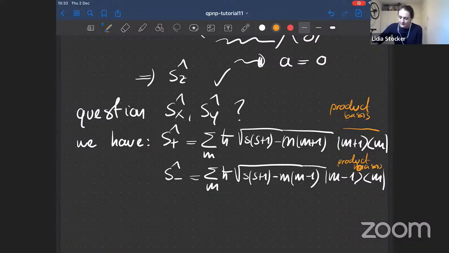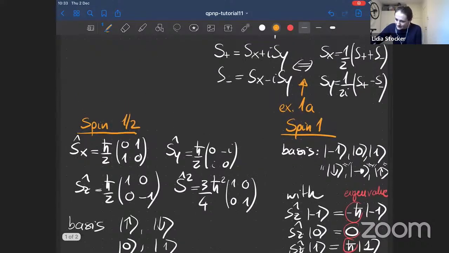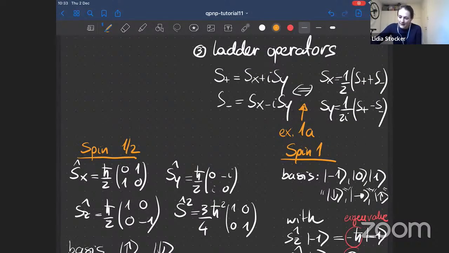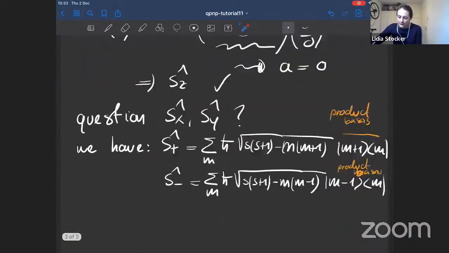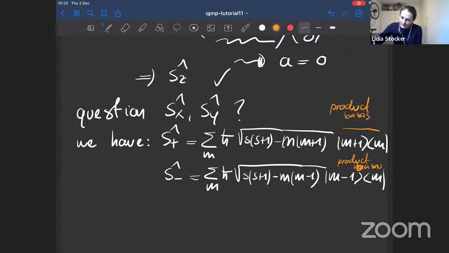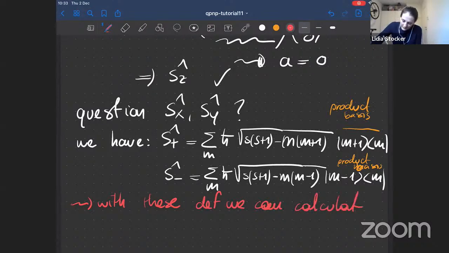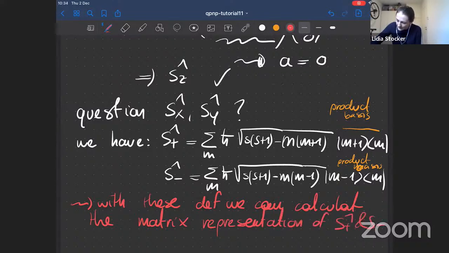Now, how can we use this to find out Sx and Sy? We know from exercise 1a and b that if we calculate S plus and S minus, as here, we can determine Sx and Sy. And we have the definition for the S plus and S minus operator, but not for the Sx and Sy. Therefore, we proceed with this. With these definitions, we can calculate the matrix representation of S plus and S minus.